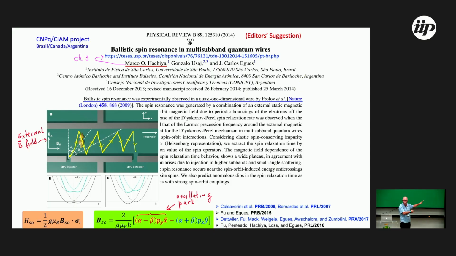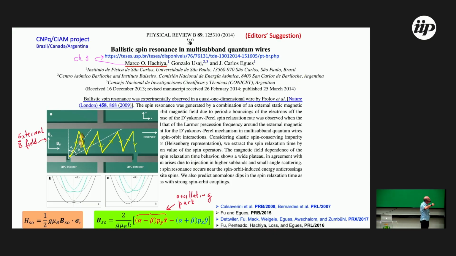For the Dresselhaus and the Rashba, because you are in 2D, the B field in 2D would be like this, right? So you can see here that the spin-orbit field has components along the X direction, which is along the wire, and components along the Y direction. And of course, the components depend on the momentum of the electron that is basically going back and forth here along the Y direction.